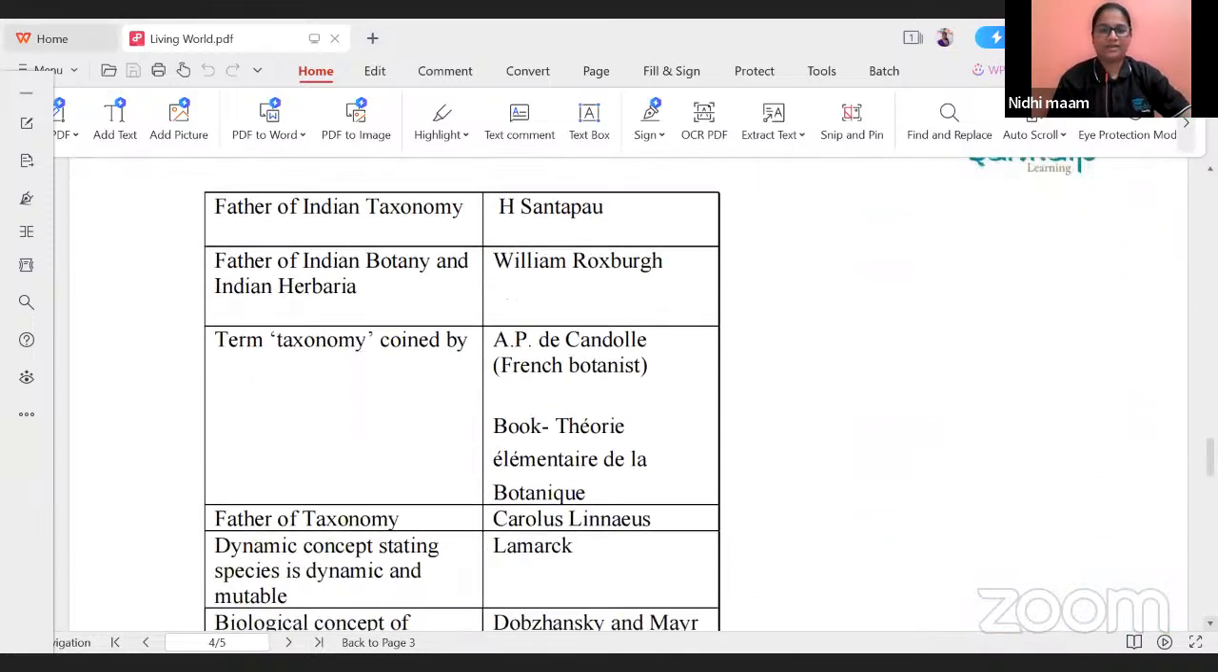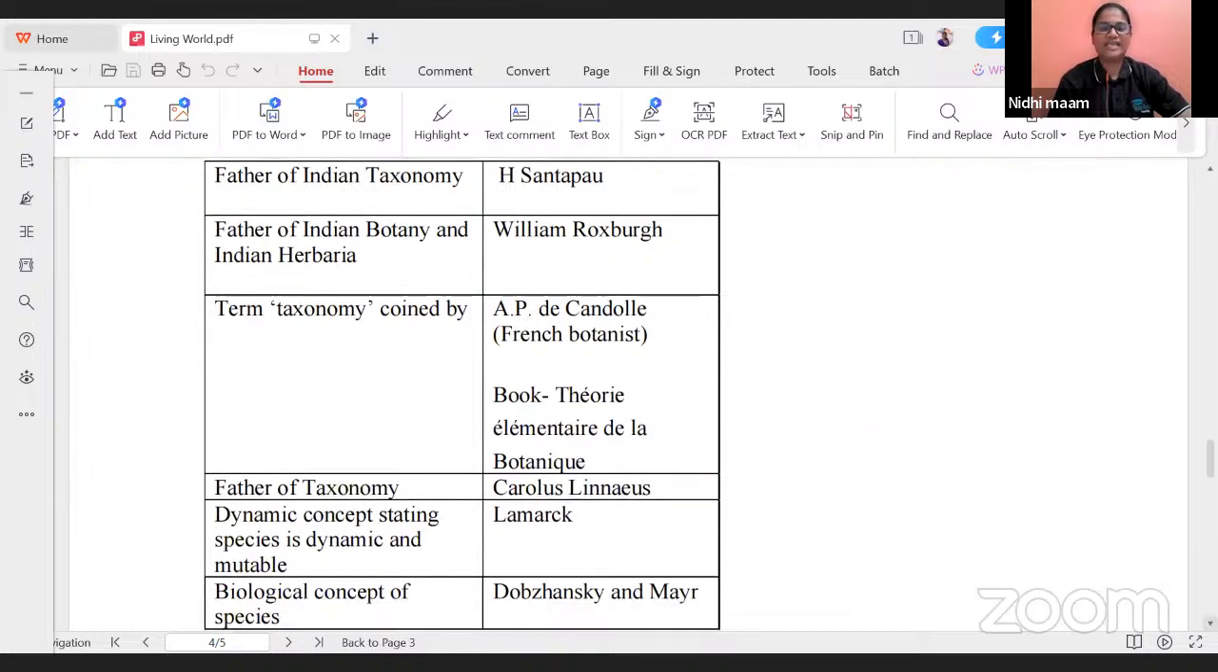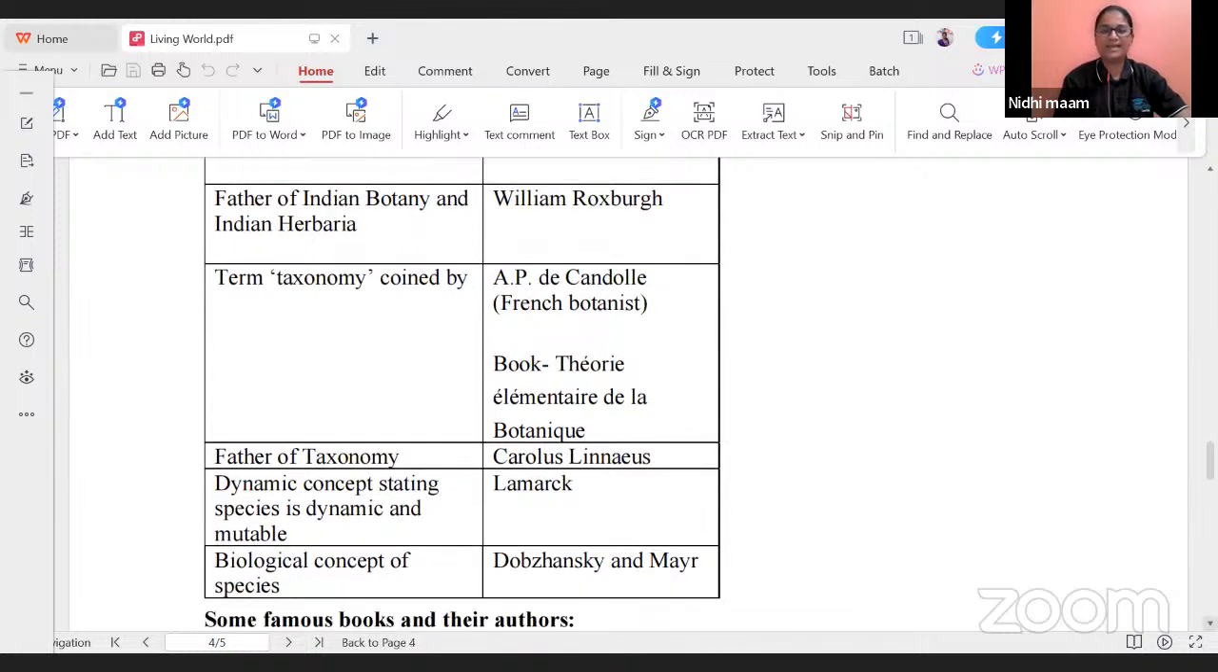Okay. Look here, father of Indian taxonomy. Father of Indian taxonomy is H. Santapal. Father of Indian botany and Indian herbaria, William Roxburgh. The term taxonomy was coined by a scientist named A.P.D. Candolle. A.P.D. Candolle coined the term taxonomy. Father of taxonomy is Carolus Linnaeus.